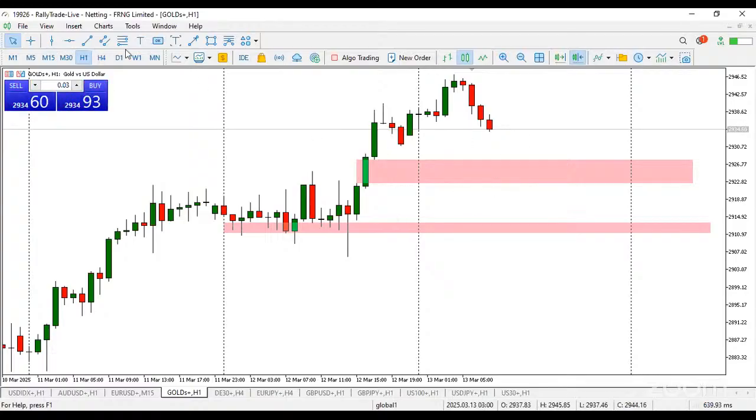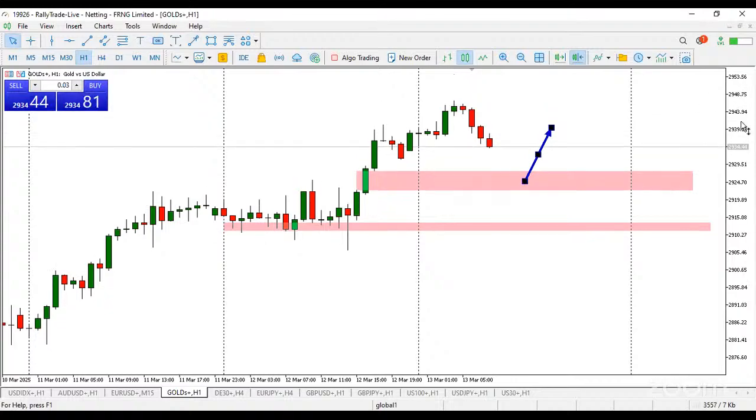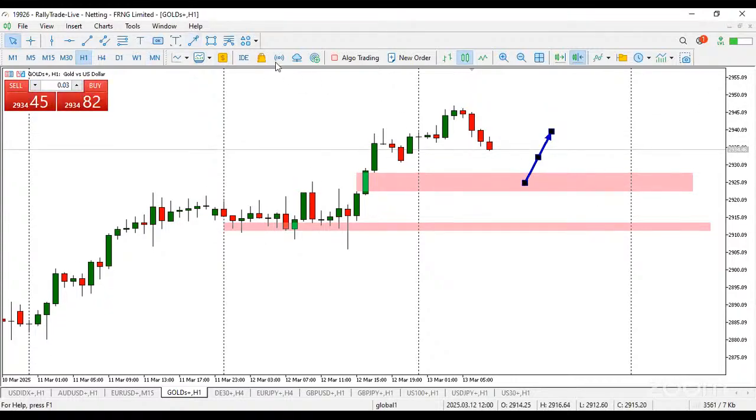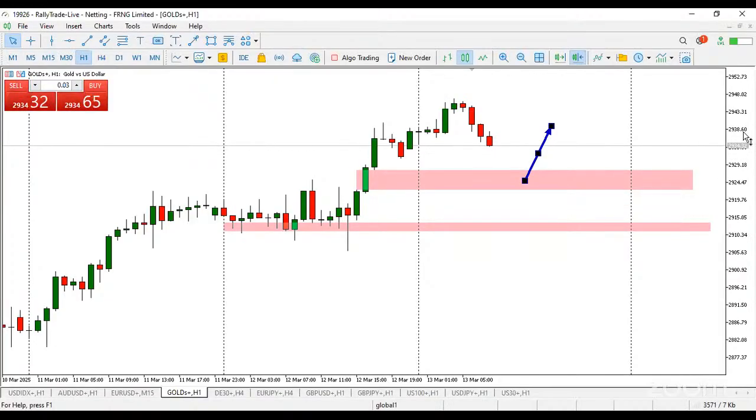Okay, so this is one good area I think gold will need to come down to before bouncing off and, of course, going straight to the upside. Okay, so this is it. So you wait until the price gets inside this area before you do a buy. Or do you want to enter a sell right now?